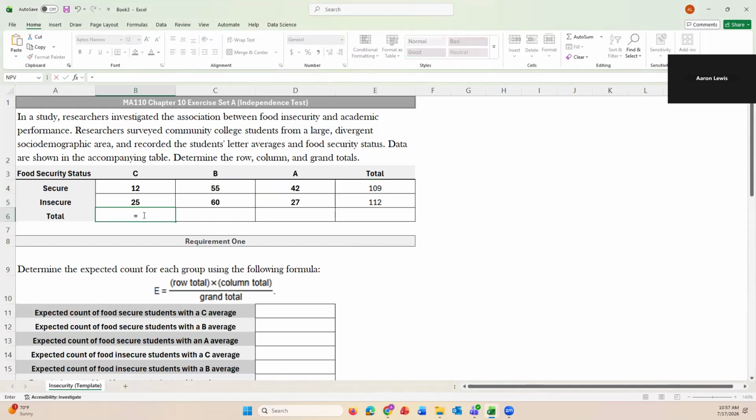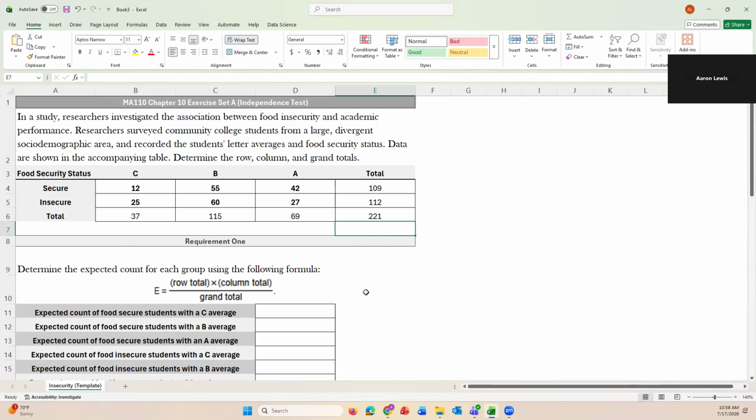For students that got a C, we had 12 students that were food secure that got a C and 25 students that were food insecure that got a C. That's a total of 37. And we can just keep adding up our columns. We had 55 and 60 for Bs. That's 115 total Bs. And we had 42 As from students that were food secure and another 27 from students that were food insecure for a total of 69 As across all of our students. And then for our grand total, you can sum up either the column totals or row totals. It doesn't matter which way you go. I'll go across my column totals, and that comes up to 221 students we must have surveyed.